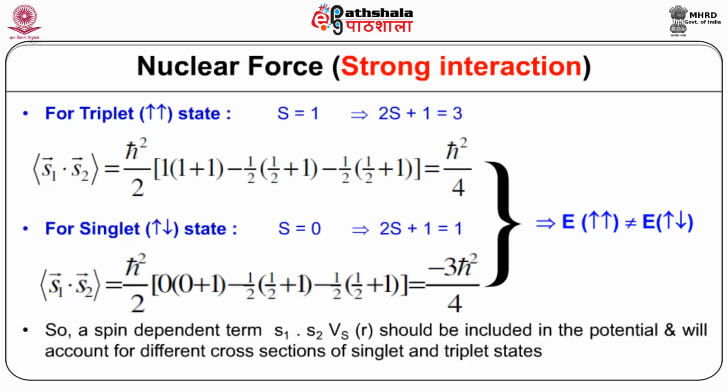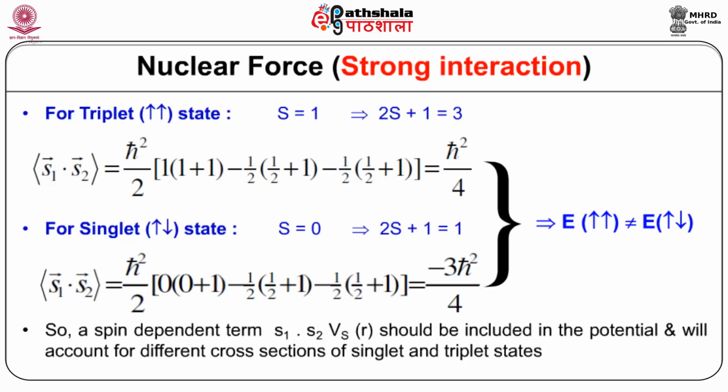Expectation value of S1 dot S2 is equal to h bar square by 2 into 1 plus 1, minus the small s1 and small s2 values, which are half: minus half into half plus 1, minus half into half plus 1. It comes out to be around h bar square by 4.